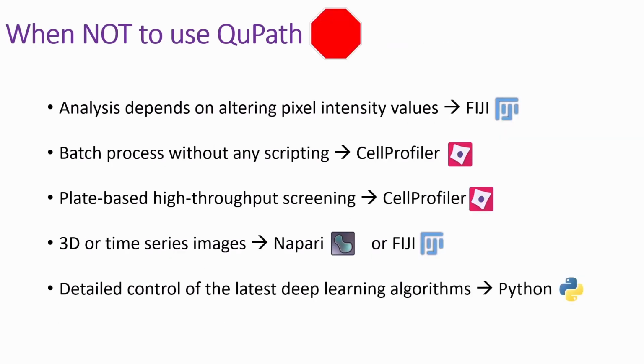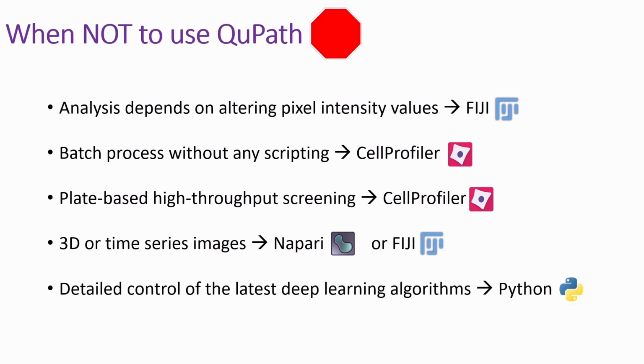That being said, there are times when you don't want to use QuPath. There are some projects where other tools are better at the job. For instance, if you're working on something that depends heavily on altering pixel values, you'll want to use something like Fiji. So for instance, if you have to divide one image by another to calculate a ratiometric marker, or you're doing FRET or anything like that, Fiji is a much better way to go.